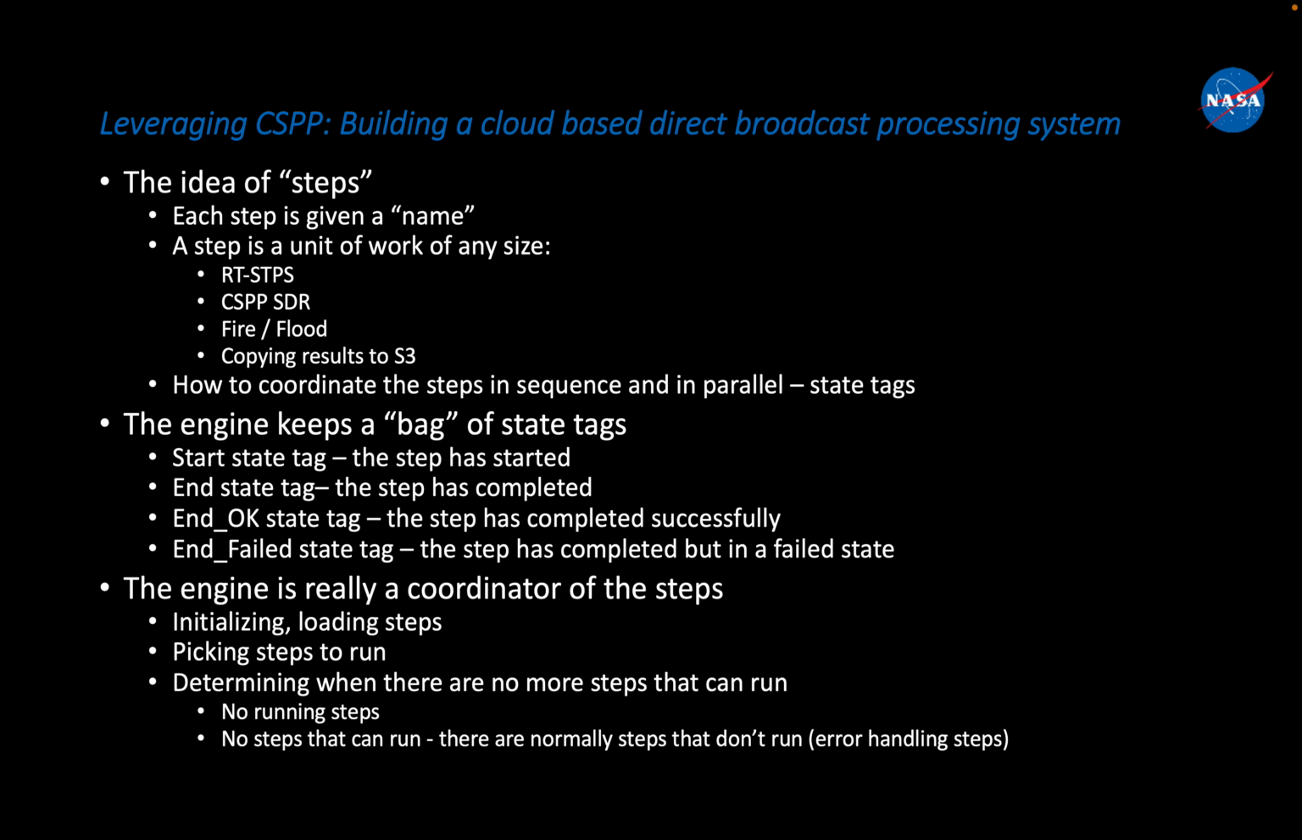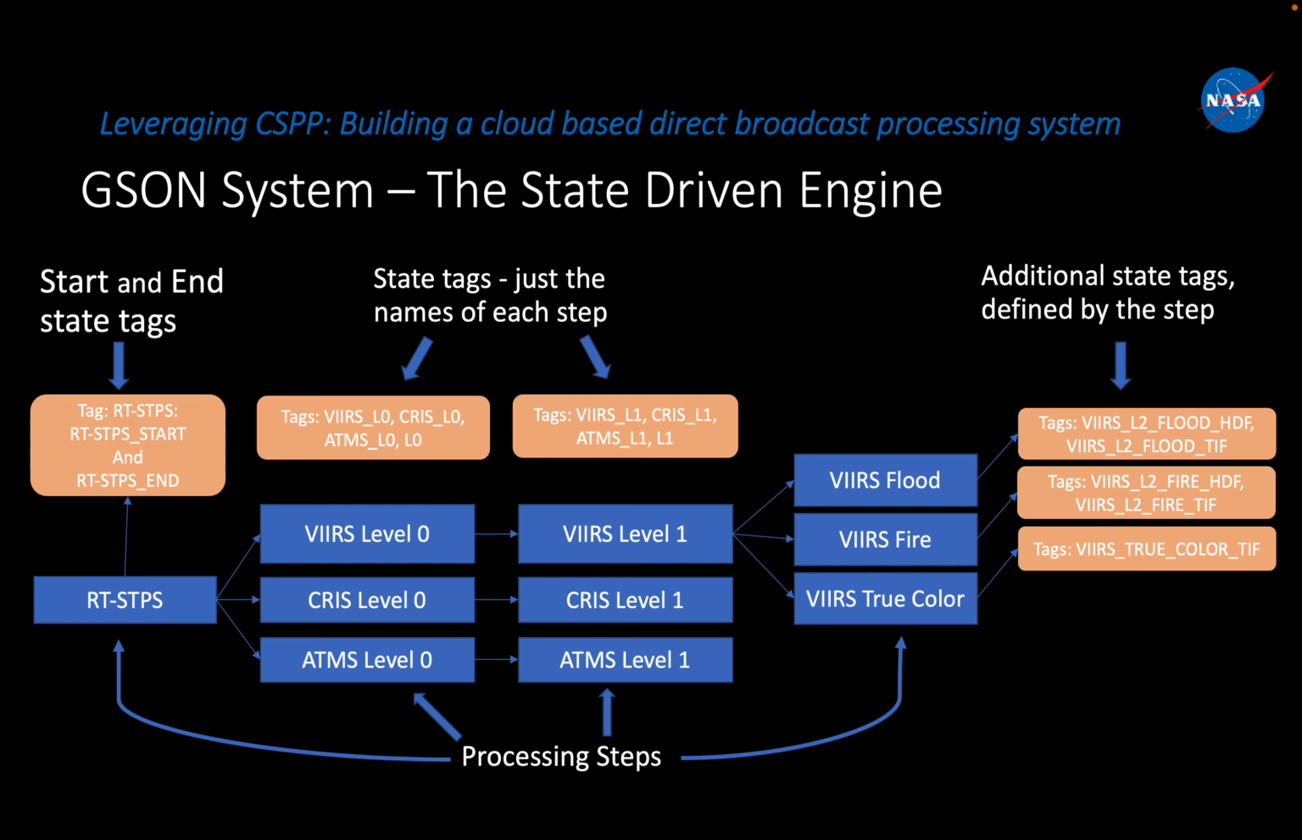And so the engine is a giant bag of names. And the names grow over time with a start tag, an end tag. So if RTS TPS is the step, there's going to be an RTS TPS start tag generated when it starts, and when it ends, the engine will generate an end tag. So it's just really tracking these bags of names. And that allows parallelization and initialization. Parallelization is the key, and I'm close to running out of time, which is surprising.